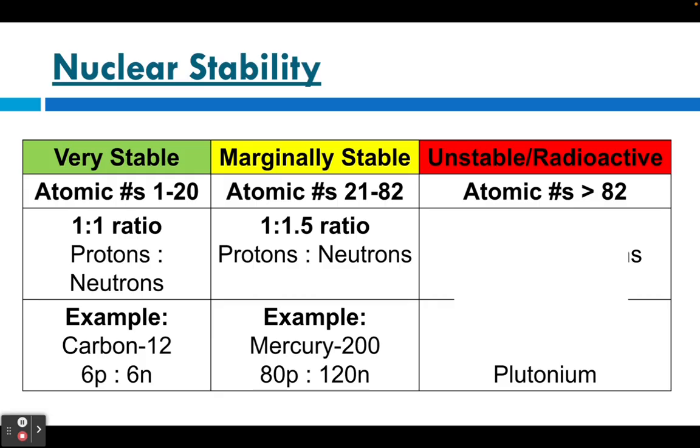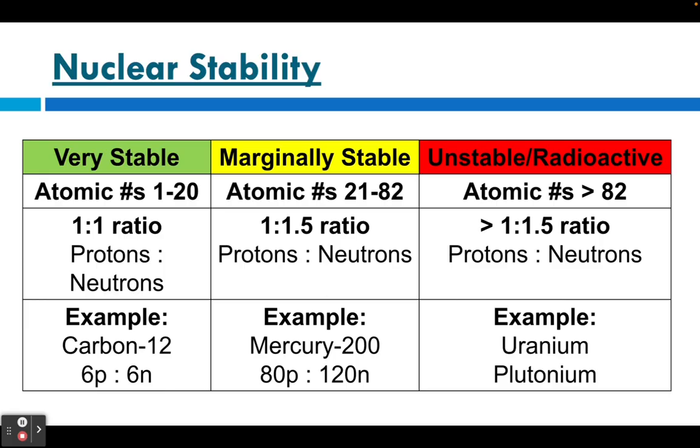And unstable radioactive elements are beyond 82. So any element beyond 82 on the periodic table is going to be unstable and radioactive. So here the ratio is greater than 1 to 1.5, that neutron to proton ratio. You're going to have more protons than neutrons relative to stability. Uranium and plutonium are examples of this.